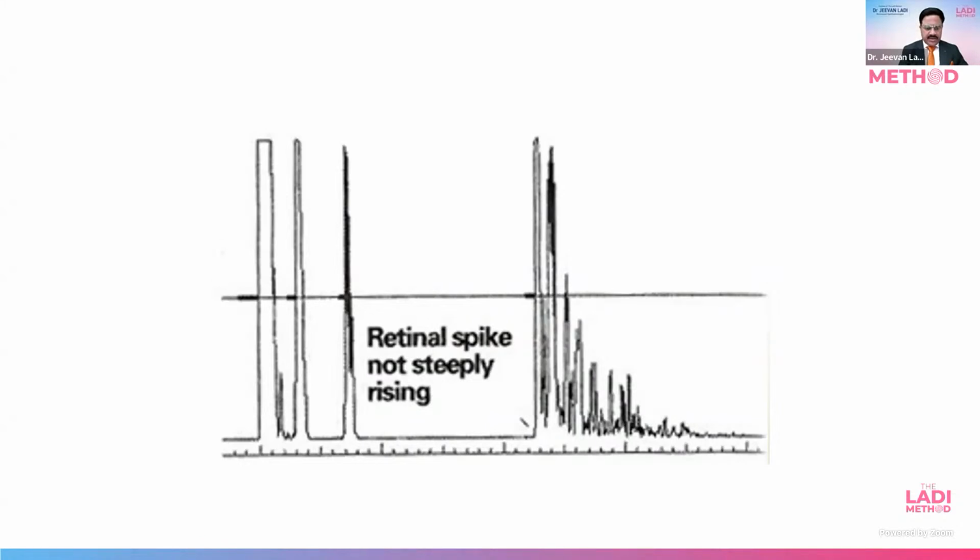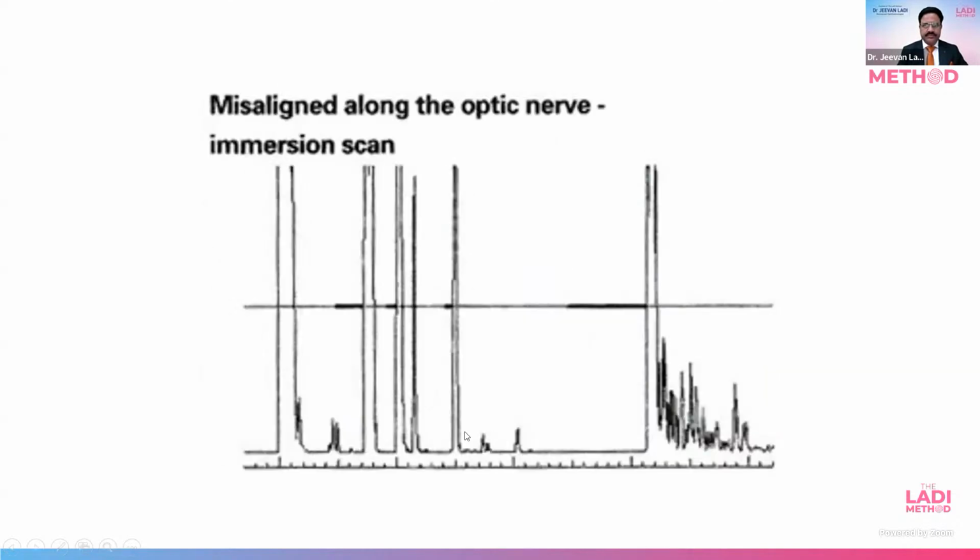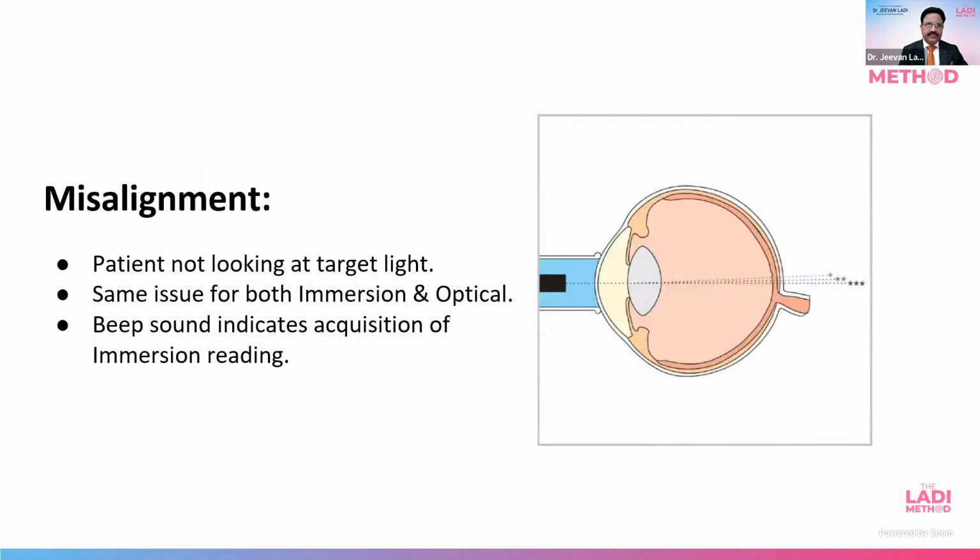The most important part is that your retinal spike should rise 90 degrees, which is not happening here. So this reading has to be repeated. This is misaligned along the optic nerve, where you can see the scleral spike is of not good quality. So the reading can be repeated. When the patient is not looking at the target light, the same issue is there with both immersion and optical. A beep sound indicates acquisition of the immersion reading.